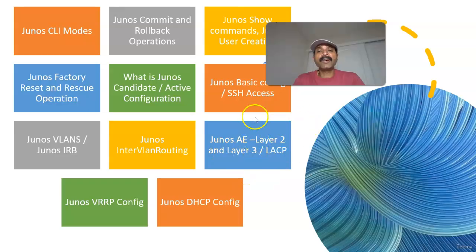Just like Cisco, we have LACP. LACP is the Link Aggregation Control Protocol, which is used for aggregating or bundling multiple interfaces into a single logical unit. This can be configured in both Layer 2 and Layer 3 mode. Adding to that, I also added how to configure Junos VRRP and DHCP.